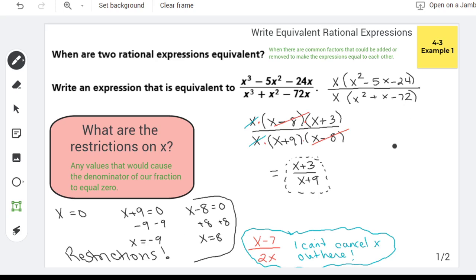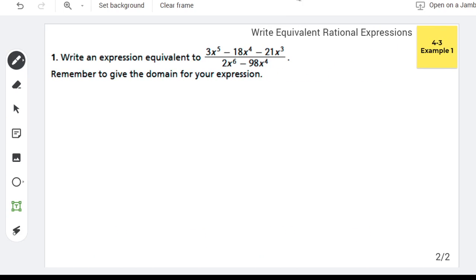Alright, let's do part 2 on this problem. So again, they give us this rational expression, and they want us to state our domain, so we need to state our restrictions, and we also need to factor it. Okay, so here we go.